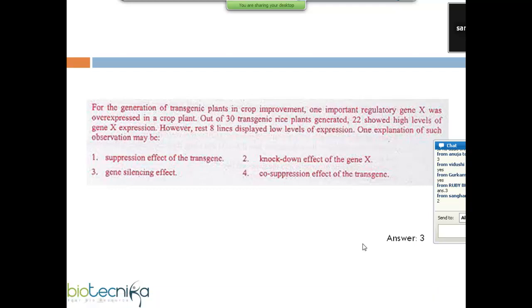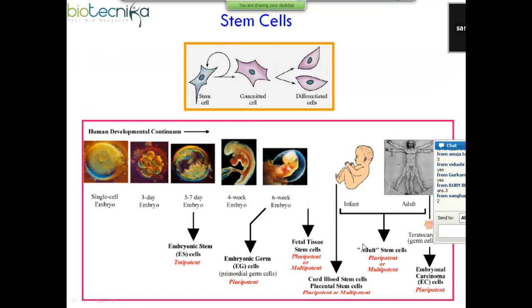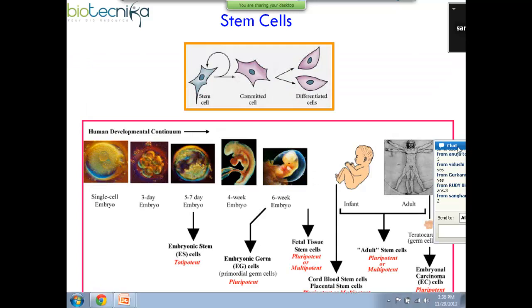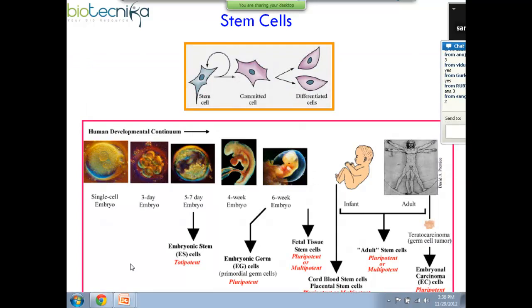Next one. Stem cells. So already we have seen this slide. If you see that, up to 5 to 7 days your embryo will be totipotent. After that, after 6 weeks, it will be pluripotent. That means that fate is determined. Understood? Cell fate is determined. This is all about your stem. Already we have seen that. Just to refresh it. The next one.